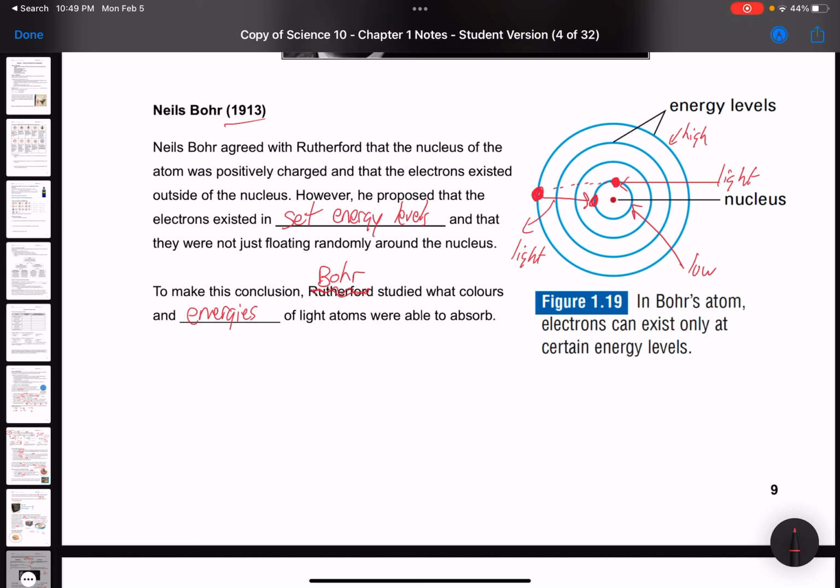So it's basically like, you hit it with some light, you give it some energy, it goes to the outside, and then it's like, yeah, I don't want to be out here. So it throws that light back out, and then it comes back.